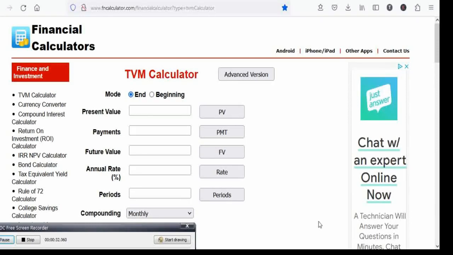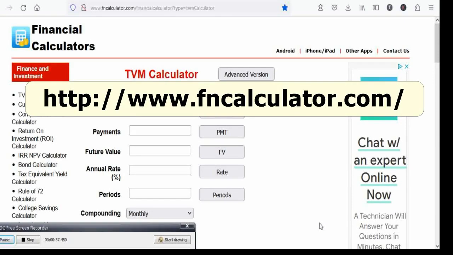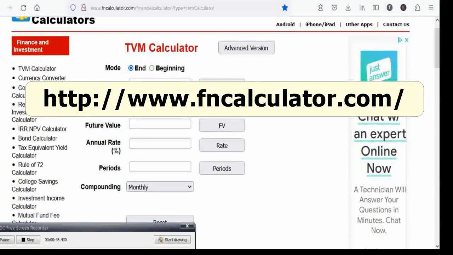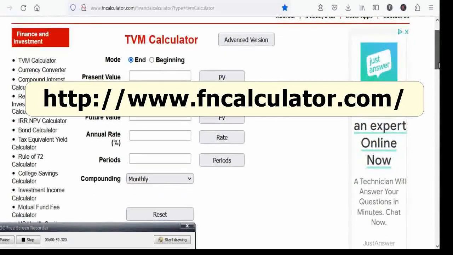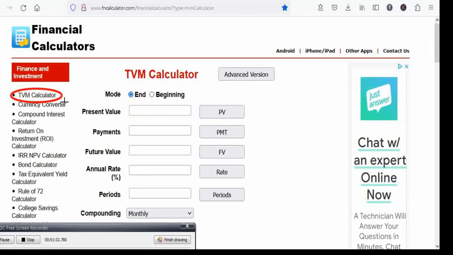To do this yourself while following along with me, you want to go to this website that I'm going to flash up here, fncalculator.com, if you want to call up the same particular calculator that I'm using here. That's where you want to go. I found this to be a real nice site for this purpose. So call up the TVM calculator. Here's where you want to click to go to the TVM calculator.